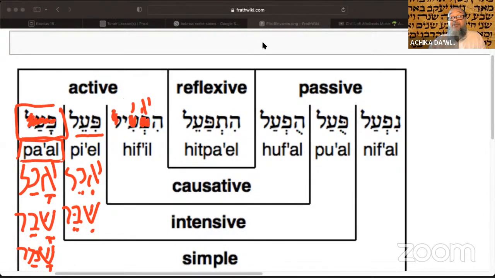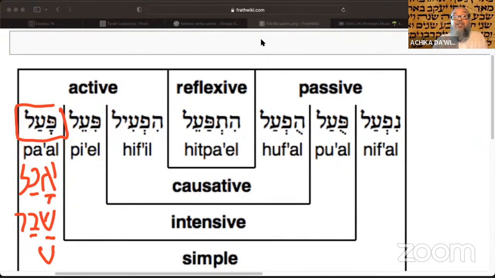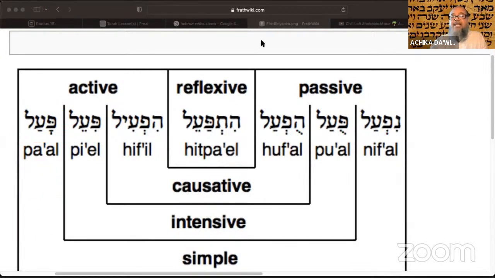So the principle is this: the pa'al is nothing but a foundation to work from, to tell you how something is going to work. That's all it means, is how something works. So if you understand that a pa'al is this, and this is a pi'el, and this is a hif'il, and this is a hitpa'el, okay?